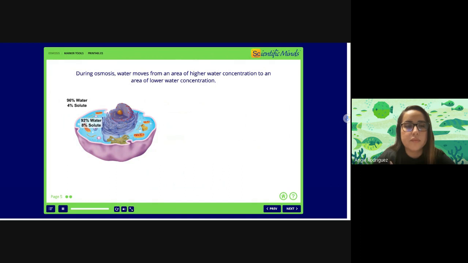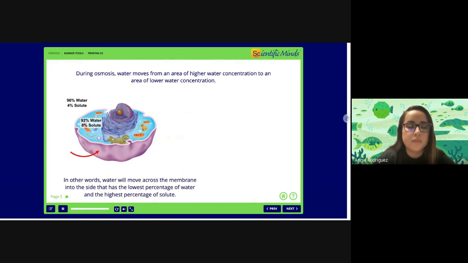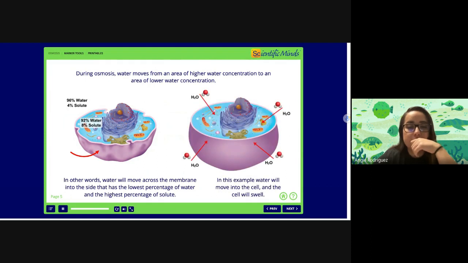During osmosis, water moves from an area of higher water concentration to an area of lower water concentration. In other words, water will move across the membrane into the side that has the lowest percentage of water and the highest percentage of solute. In this example, water will move into the cell, and the cell will swell.